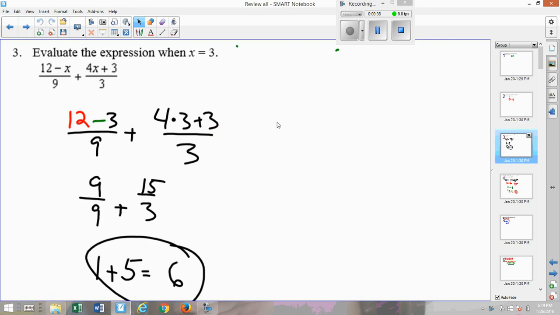Evaluate the expression when x is equal to 3. So you got to plug in your variables here, and you got to substitute your value for 3. So 12 minus x, which is really 12 minus 3, over 9. And 4x plus 3 over 3 is really 4 times 3 plus 3. So we get 9 over 9 plus 15 over 3, which is really 1 plus 5 equals 6.